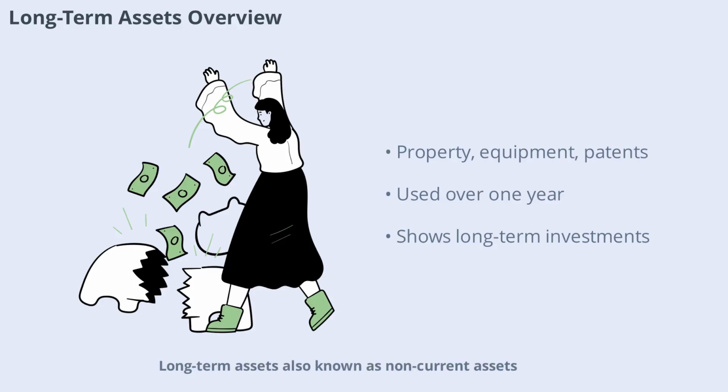Long-term assets, also known as non-current assets, are resources that your business expects to use for more than 1 year. These include property, plant, equipment, and intangible assets like patents or trademarks. Unlike current assets, these are not easily converted into cash. Listing your long-term assets separately on the balance sheet provides a clearer picture of your company's long-term investments and stability.